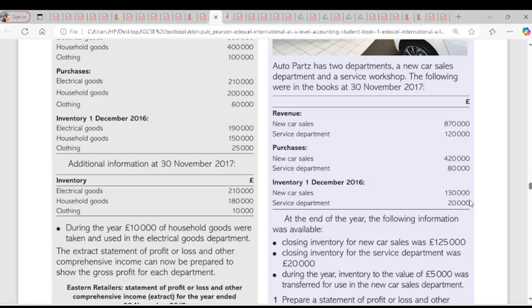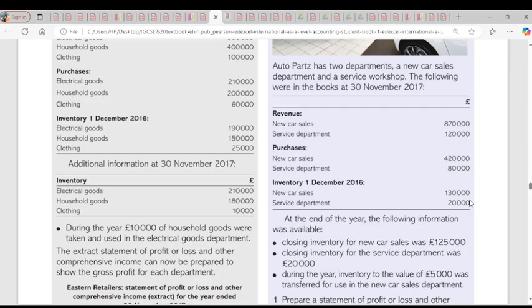You add opening inventory. If there is carriage inward, you add it. If there is none, you don't include it. Then you have transfer. If there's a transfer, you add it up. For the original department, you deduct the transfer, and you add it to the receiving department. Are you with me? Then you deduct closing inventory. These are your cost of sales.